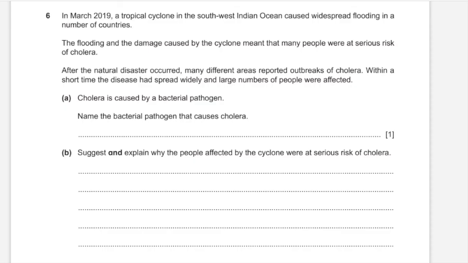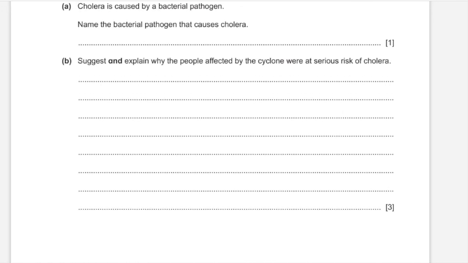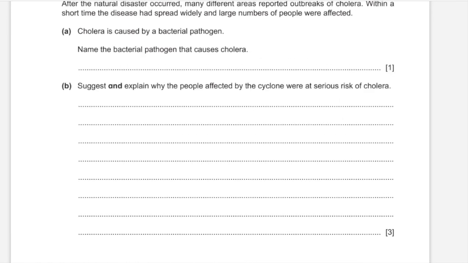6. In March 2019, a tropical cyclone in the southwest Indian Ocean caused widespread flooding in a number of countries. The flooding and the damage caused by the cyclone meant that many people were at serious risk of cholera. After the natural disaster occurred, many different areas reported outbreaks of cholera. Within a short time, the disease had spread widely and large numbers of people were affected. A, cholera is caused by a bacterial pathogen. Name the bacterial pathogen that causes cholera. It is caused by Vibrio cholerae.